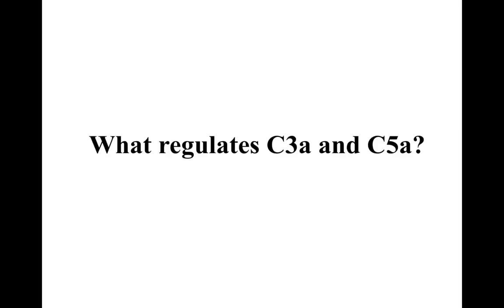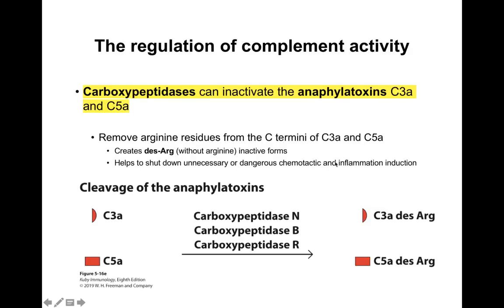What regulates C3a and C5a? These are the anaphylatoxins, and C5a is more potent. They can be regulated by carboxypeptidases, which inactivate these anaphylatoxins. So they break them down, so they're no longer functional.